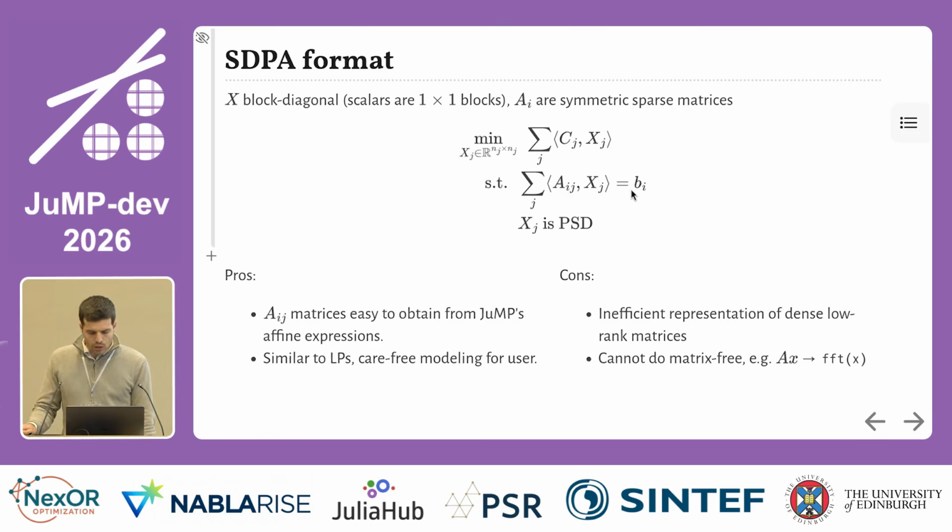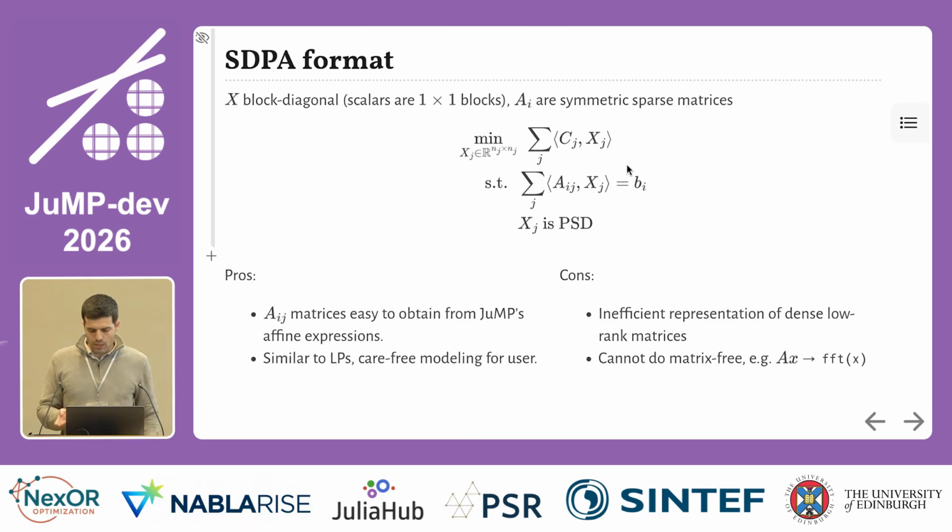One thing that's extremely important is that usually you don't have just one big PSD matrix, you have a few matrices. Some of them may even be just scalar variables and some are small matrices. So if you always want to represent things as one big matrix, it's of course going to be extremely inefficient. So you usually represent X as a block diagonal matrix. And so that's the SDPA format. You specify how many blocks, the dimension of each block, and then you give these C matrices, these A_i matrices, and this b vector. But the way you represent these matrices is with sparse matrices.